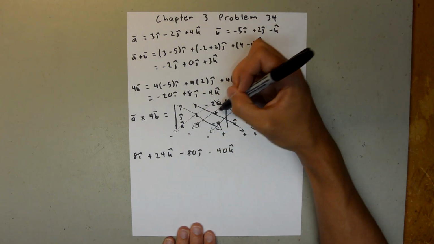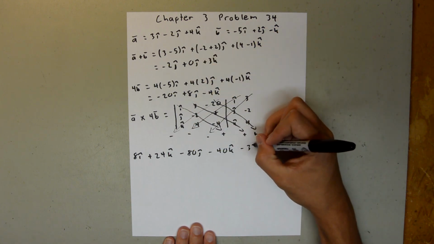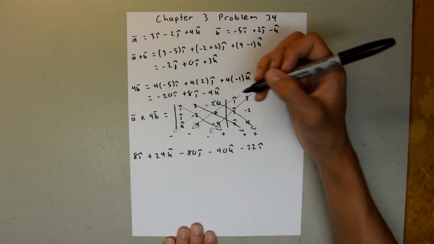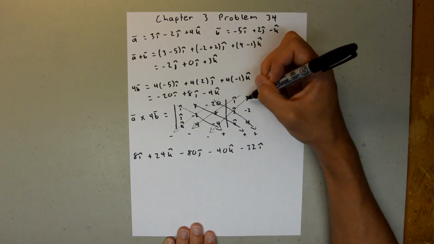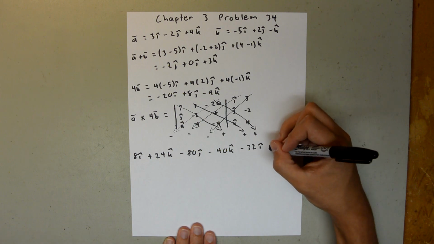Here we have 4, 8, and i hat, so that's 32 i hat, but we have a negative, so negative 32 i hat. And then we have negative 4 j hat and 3, so that's negative 12 j hat with a minus, so that becomes a positive 12 j hat.